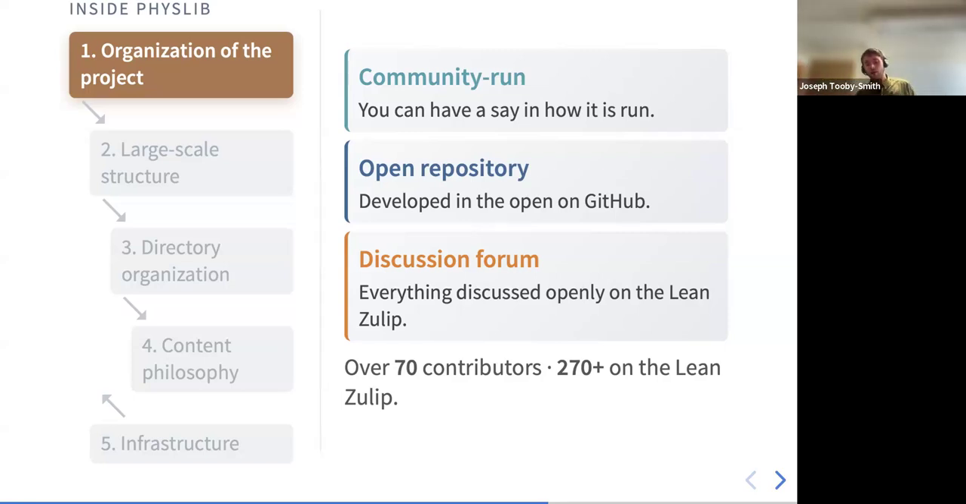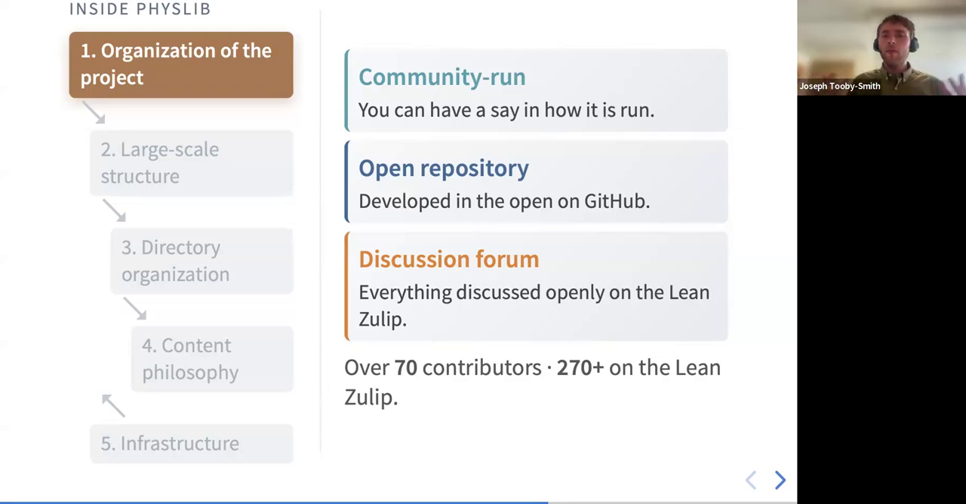There are three key points to the organization. The first, and by far the most important, is that it is community run. That means that if you're looking at this talk and thinking, this Physlib project looks great, but I wish they did that differently, I wish they had this approach to this, whatever, if you come and say that, we can talk about it. We can integrate it as a community. This library is meant to be something for the community, something that the community has a say in how it runs. And by the community here, I really mean the physics community, as well as parts of the formalization community.